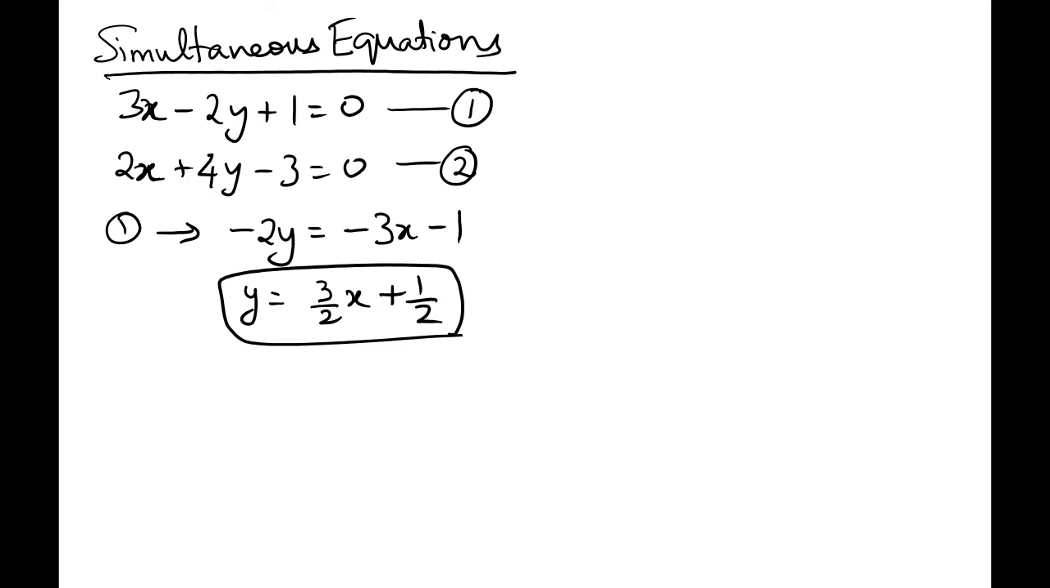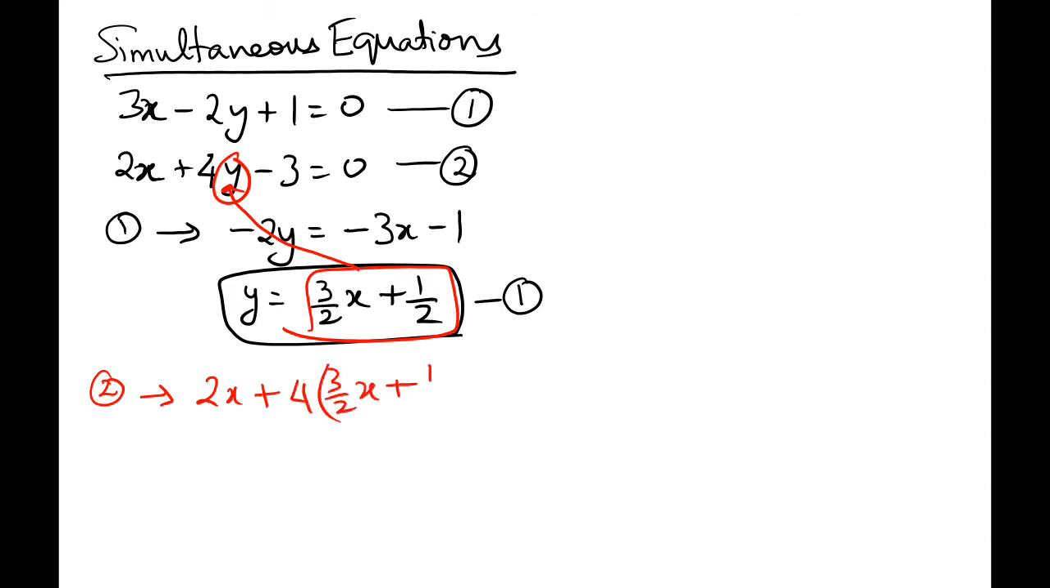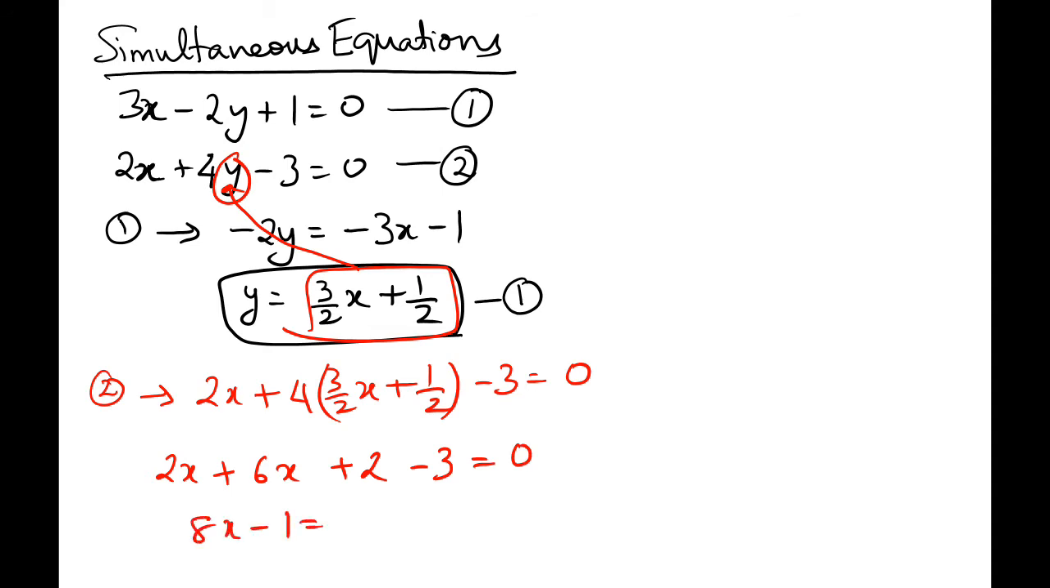So this is the new equation 1. Now I'm supposed to be substituting the expression for y into the y of the second equation, and therefore the second equation becomes 2x plus 4 times (3 over 2 x plus half) minus 3 equal to 0. So just simplify this. 2x plus 6x plus 2 minus 3 equal to 0, opening the brackets, and you get 8x minus 1 equal to 0, and this gives you x equal to 1 over 8.